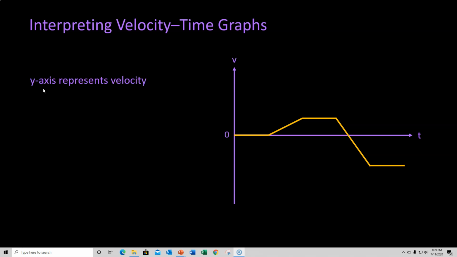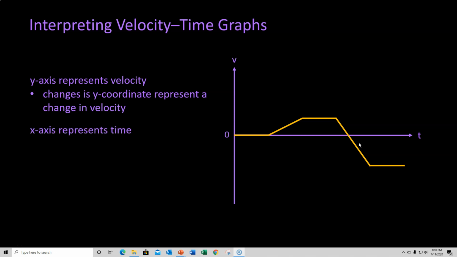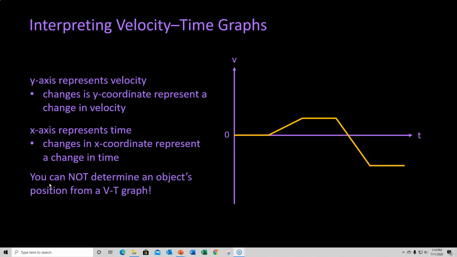First thing we need to realize is that the y-axis no longer represents position like it does on a position time graph. The y-axis represents velocity. So changes in the y-coordinate represent changes in the object's velocity. The x-axis represents time, just like it did in a position time graph. So if you have a change in the x-coordinate, that represents a change in time. One important thing here, you cannot determine an object's position from a velocity time graph. Nothing about this graph will tell you the location of the object relative to the origin.